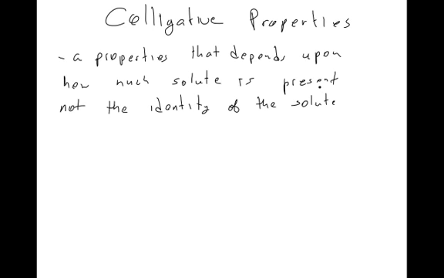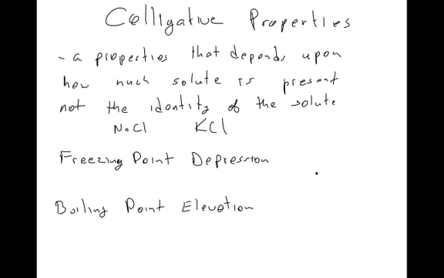So a colligative property is a property that depends on how much solute is present, not the identity of the solute. So it doesn't matter what solute is present, it matters how much you have. For example, it doesn't matter if it's sodium chloride or potassium chloride. It's how much is there that matters. So the two that we want to look at, there's several, but the only two that we're going to look at this year is freezing point depression and boiling point elevation.